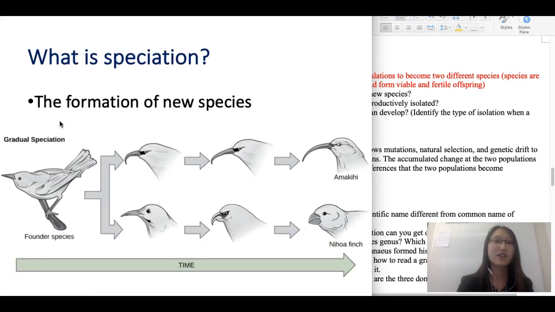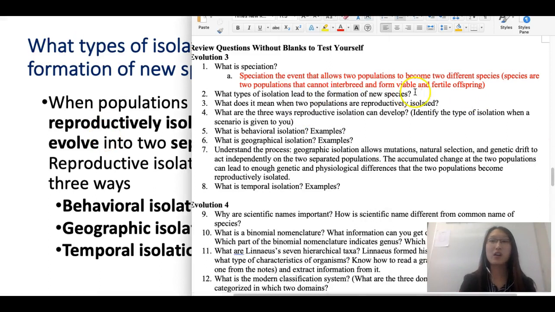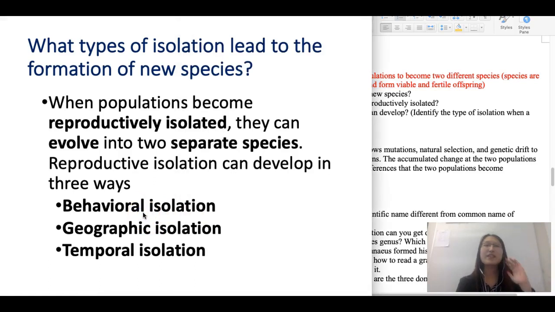We define speciation as reproductively isolated. So what it means is that when we say species are two populations that cannot interbreed and form viable and fertile offspring, what we're saying is that these two populations are reproductively isolated, meaning that they're not just physically apart, they cannot reproduce offspring. And there are three different ways that we can end up having reproductive isolation between the two populations.